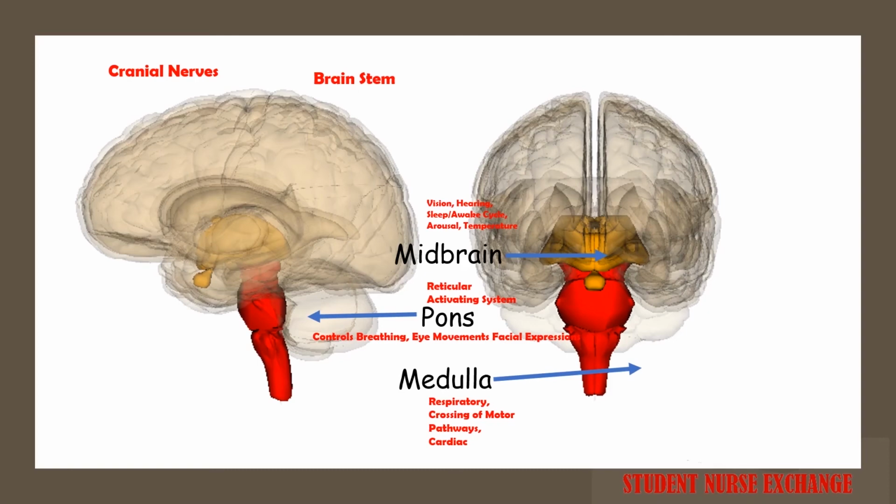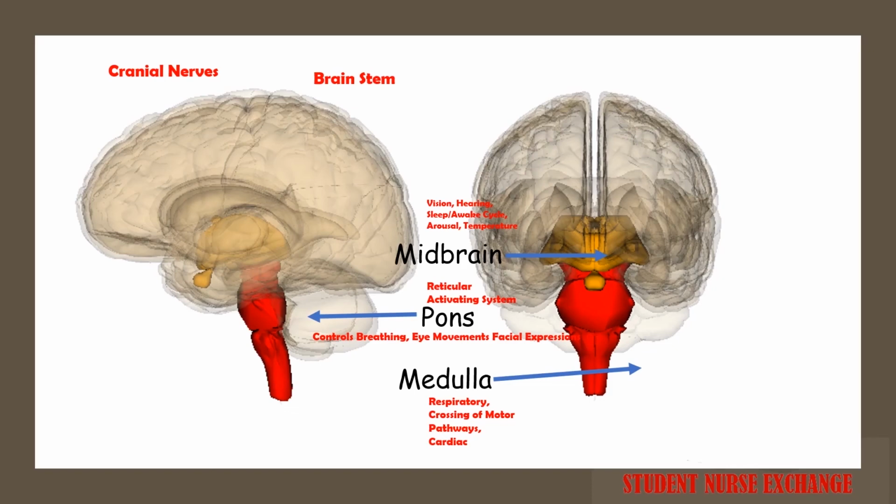So remember we talked about the motor strip in the brain, that really comes down to the spinal cord, but it crosses over in the medulla. So this is why a patient that has a stroke on the right side of their brain has left-sided weakness, and vice versa. Stroke on the left side, they have right-sided weakness because of the crisscrossing of those motor pathways.